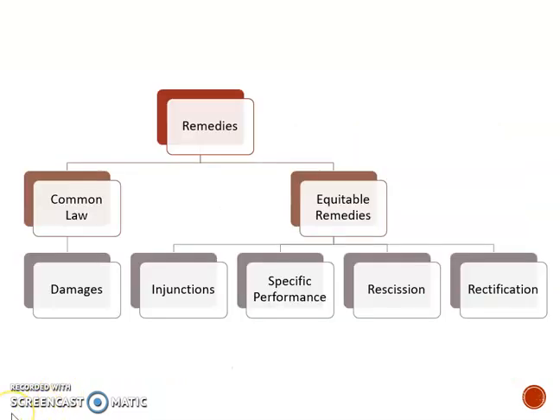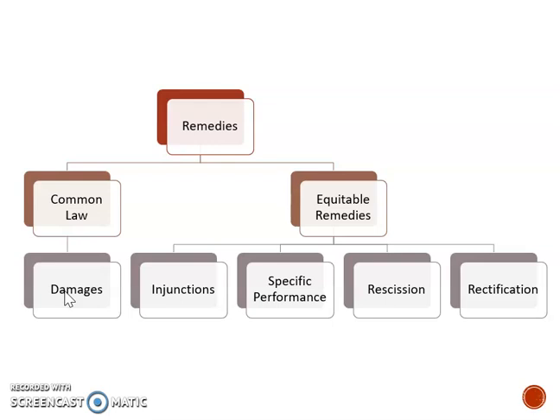This diagram shows the two types of remedies available for a breach of contract. We've got the common law remedy of damages, and we've got equitable remedies, and you can see that there's a number of these listed here. We've already come across the common law remedy of damages before when we were studying tort. Damages in contract law are a legal remedy available for breach of contract. Damages are an award of money to compensate the innocent party.